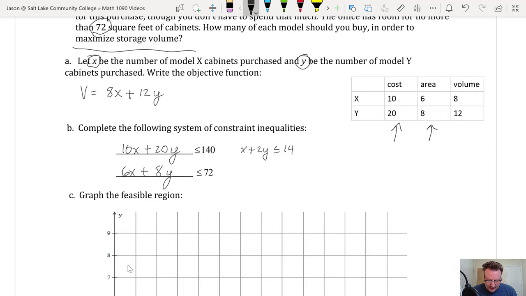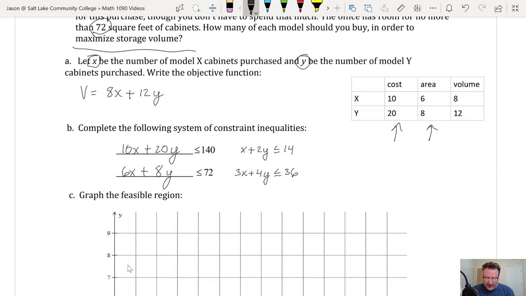And then everything in the next inequality is divisible by 6. Oh, no, it's not. It's divisible by 2. Everything's divisible by 2, so I could rewrite this as 3x plus 4y is less than or equal to 36, right? Half of 72 is 36.